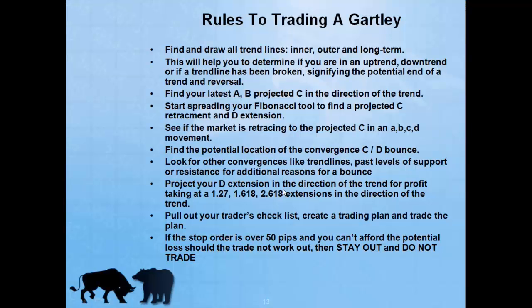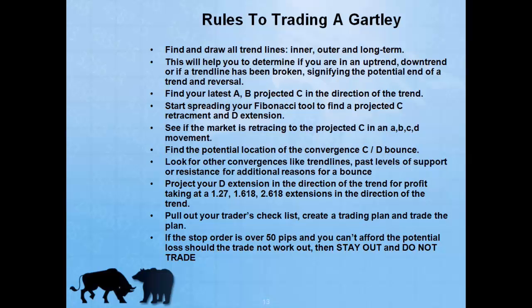Okay, rules to trading a Gartley. We find all the trend lines, inner, outer, and long term. This will help you determine if you're in an uptrend or a downtrend. Obviously, we're going to signify a potential end of an uptrend or a downtrend, which could help you. Find the latest AB to project the C. Start spreading your Fibonacci tool from A to B to find where that C potential might be.